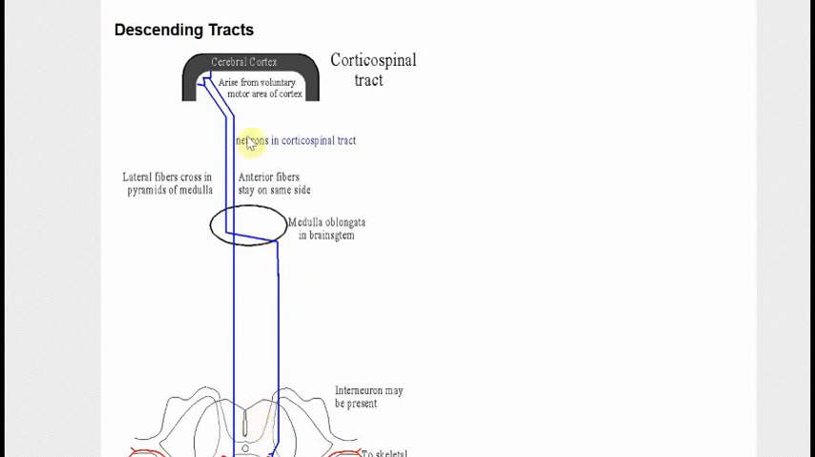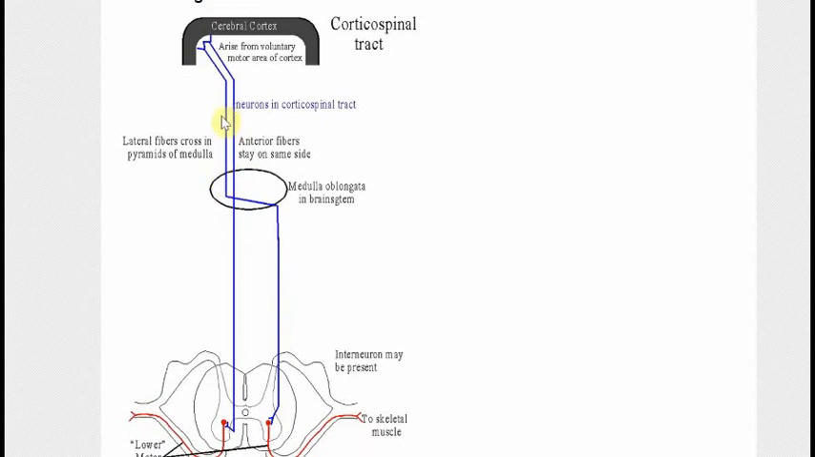So, for example, if you have a stroke, then you'll have weakness. If you have a stroke on the left side, for example, because the majority of the corticospinal tracts are in the lateral one, you will have weakness of the other side, the right side, for example. So that is the lateral and anterior corticospinal tract.